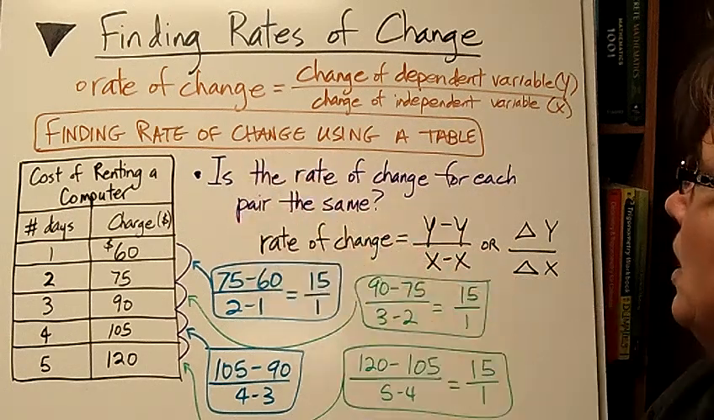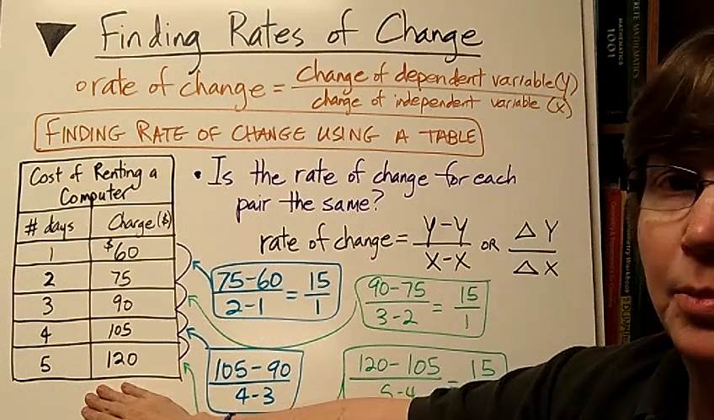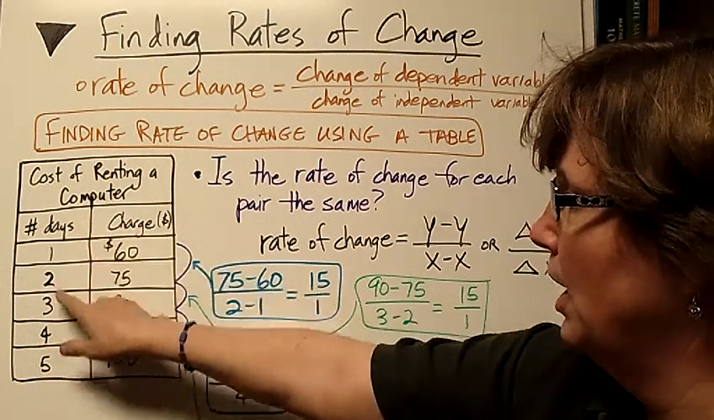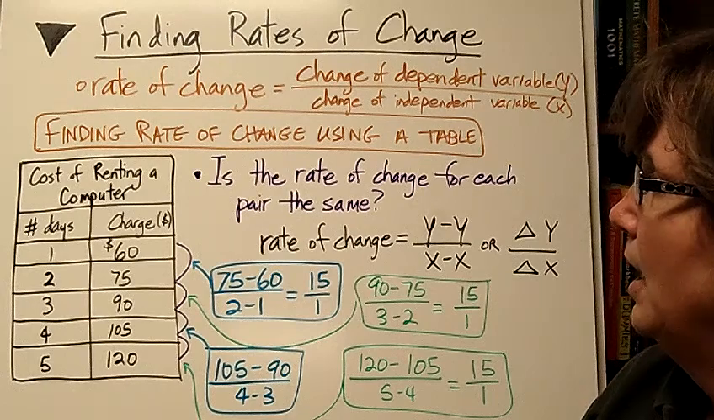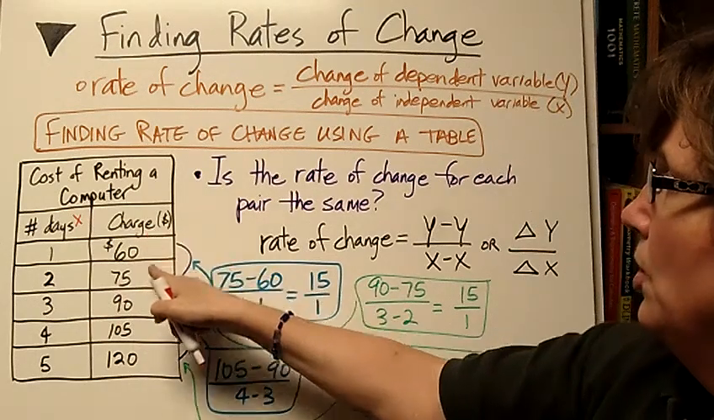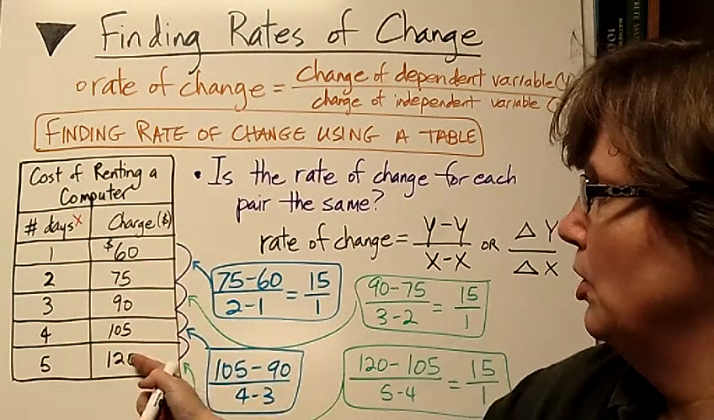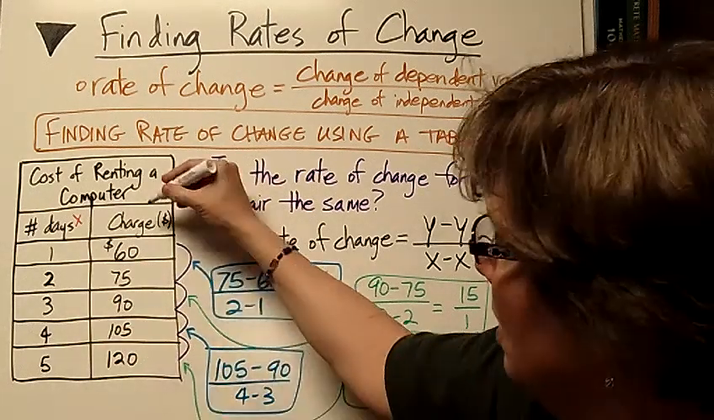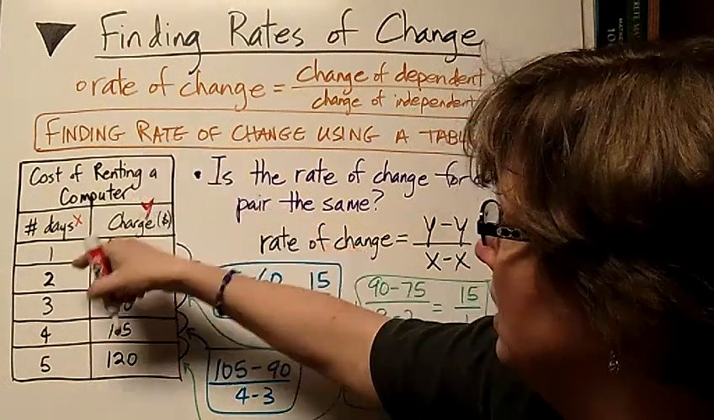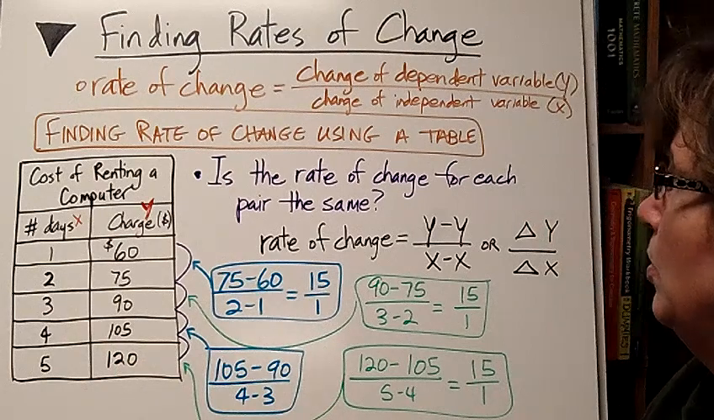So if we're going to find the rate of change using a table, here we have a table that represents the cost of renting a computer. You have the number of days as your independent variable, so we'll put this as our x value. The charge is $60 for 1 day, $75 for 2, all the way up to $120 for 5 days. So we're going to assign y, that'll be our dependent. Y depends on how many days you rent.